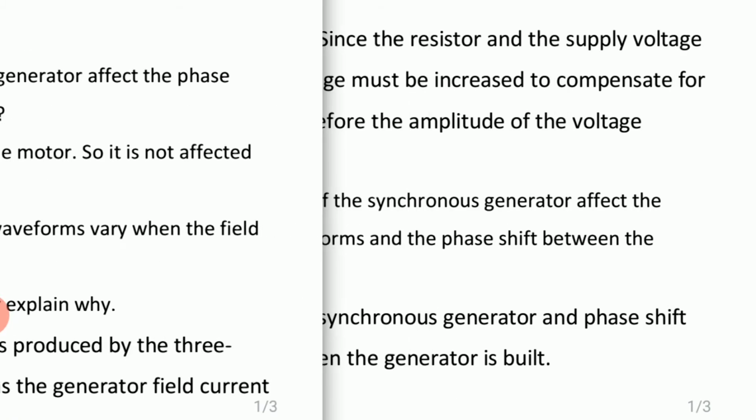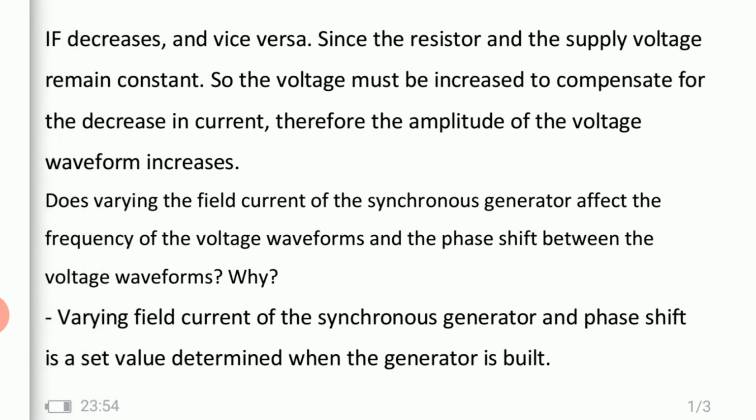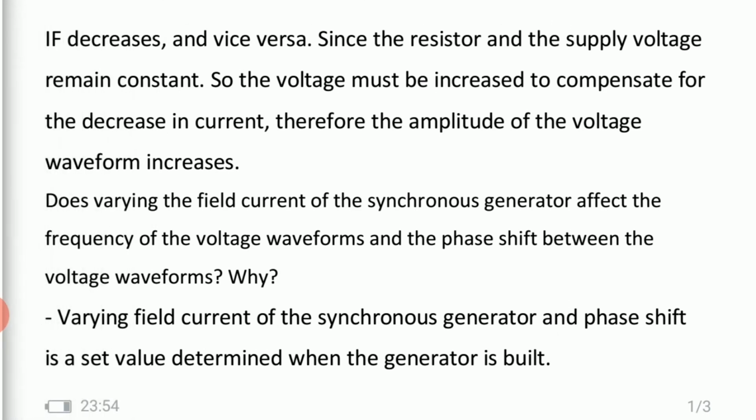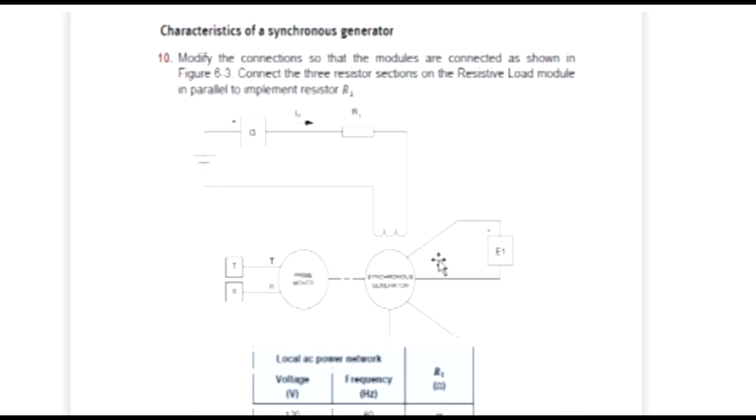Does varying the field current of the synchronous generator affect the frequency of the voltage waveform and the phase shift between the voltage waveforms? Why? The answer is, varying the field current does not affect them, and phase shift is a set value determined when the generator is built. So I will continue with the last part, the characteristic of the synchronous generator.